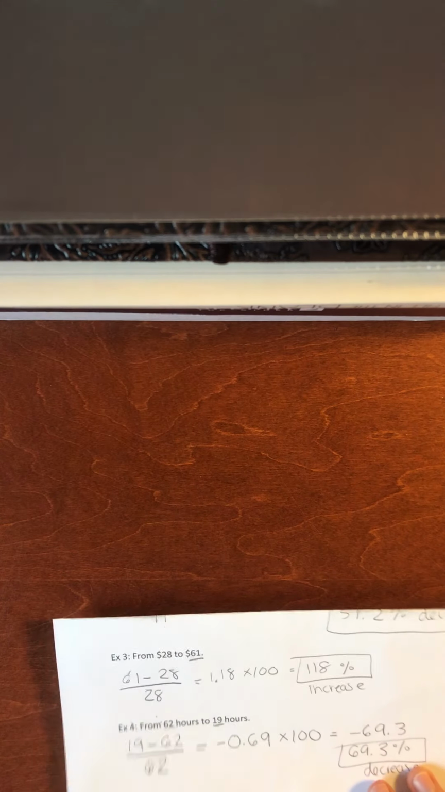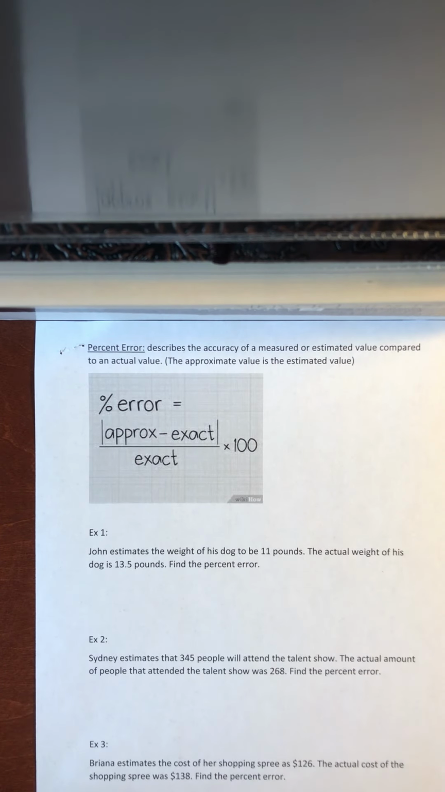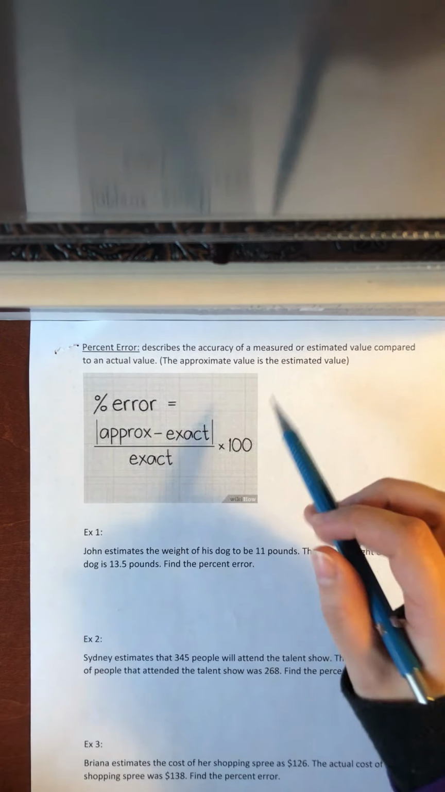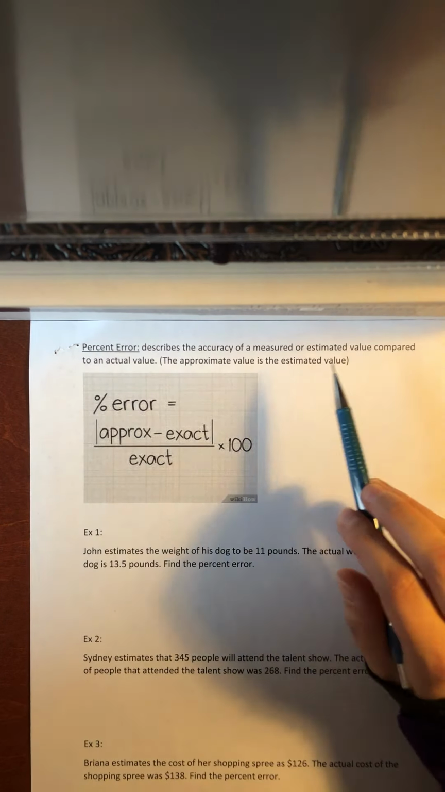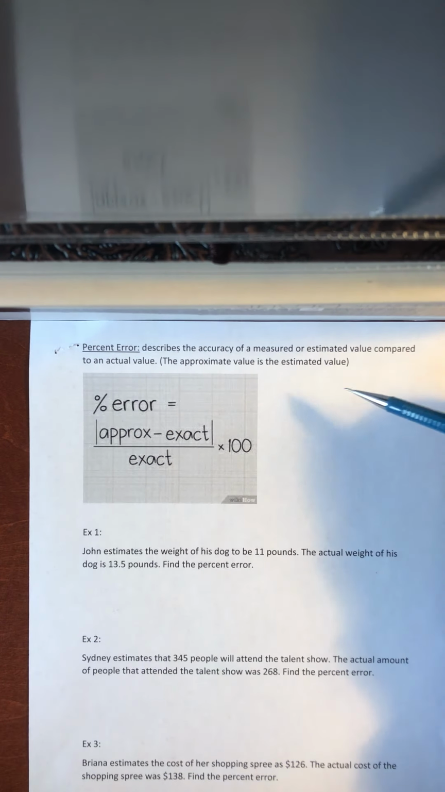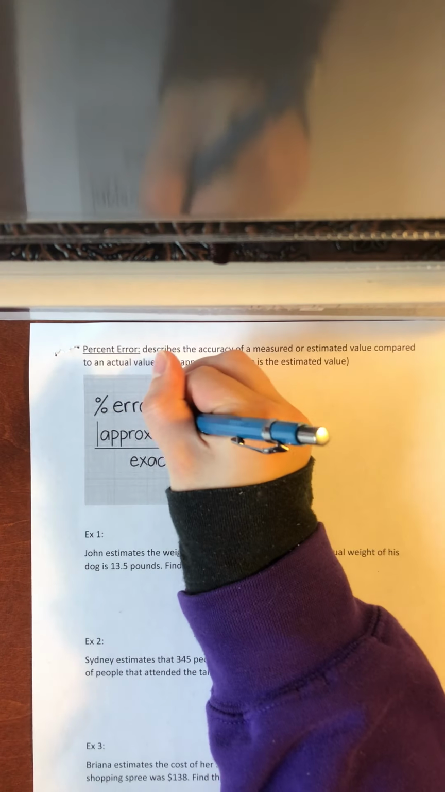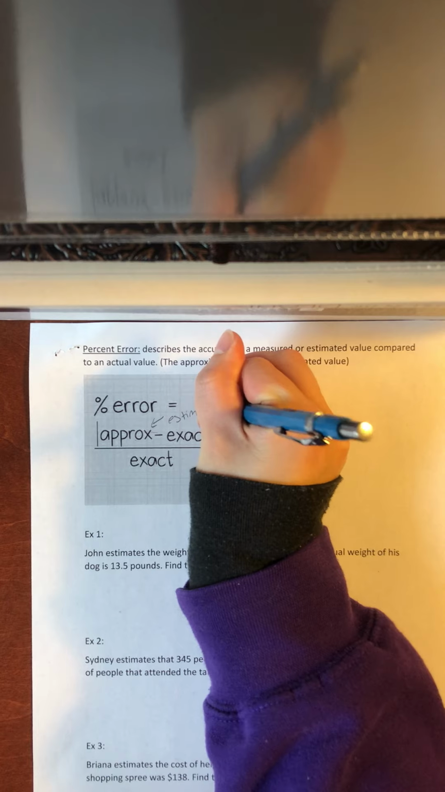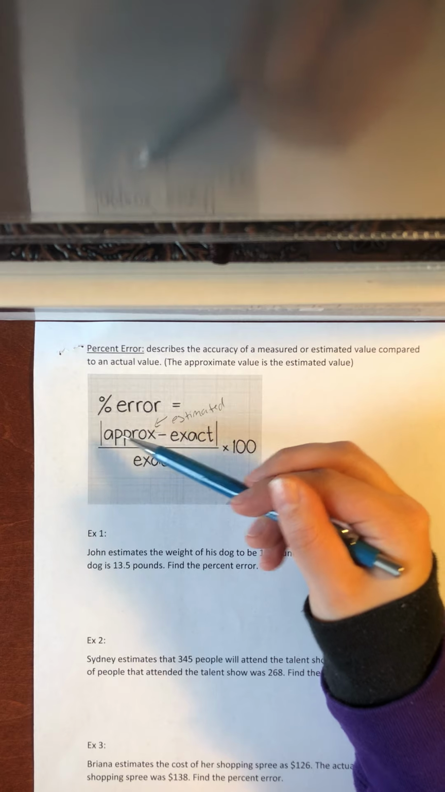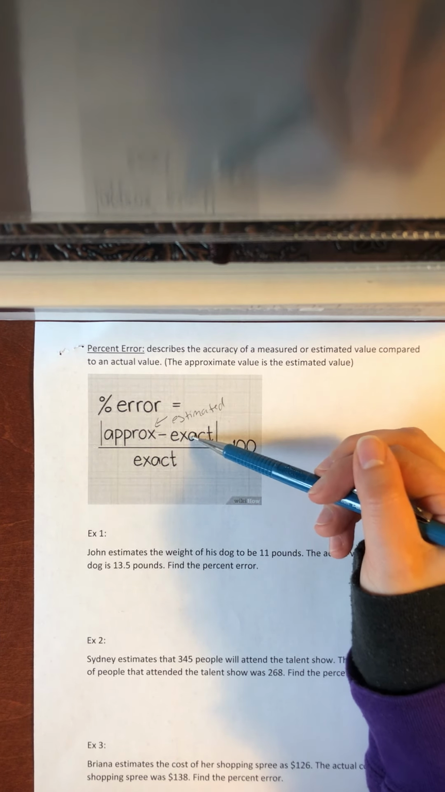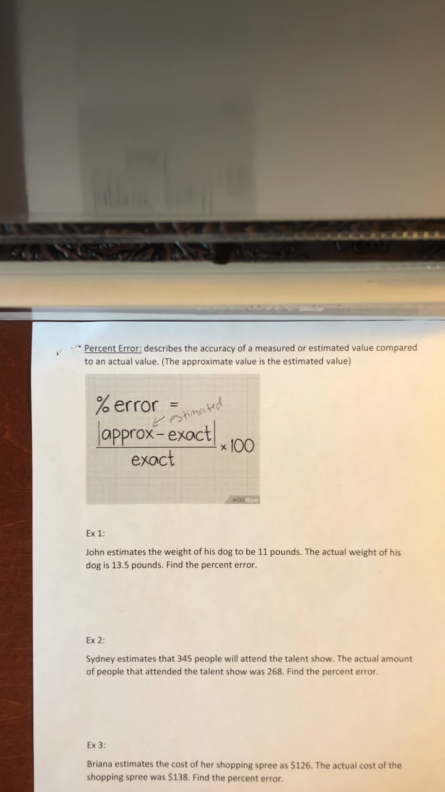Okay, next. The next thing is percent error. It's pretty similar. So percent error describes the accuracy of a measured or estimated value compared to an actual value. So the approximate value is the estimated value. So it says approximate minus exact over exact. So approximate is the estimated. Okay. Now it says percent error is the absolute value of approximate minus exact over exact times 100. So make sure you take the absolute value of that top part.